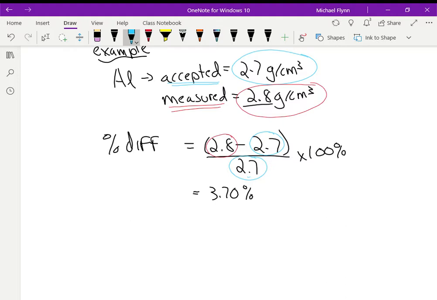And we ended up getting that the percentage difference was 3.7%. That's pretty good actually. We're less than 5% away from the correct answer. And errors can happen for a number of reasons. It could be our scale's a little off. It could be that our measurement with a ruler had a small error in it.